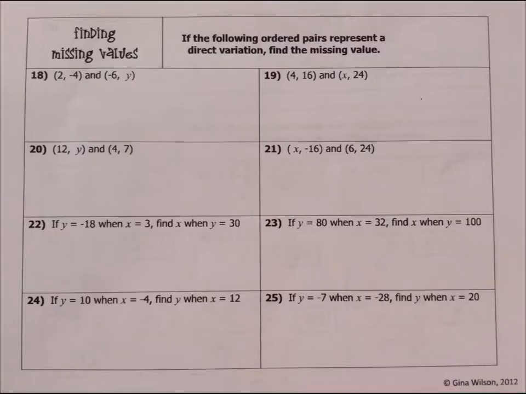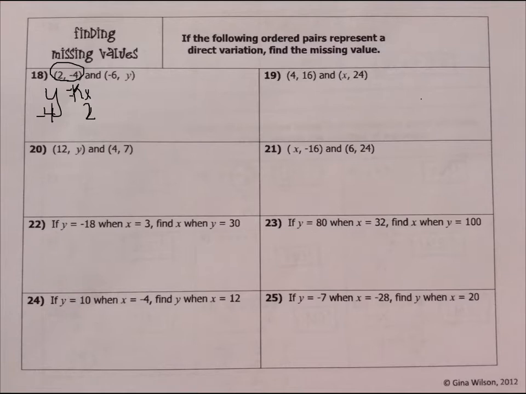The last thing we're going to look at with our direct variation is finding missing values. This is our last section. If you're given an ordered pair like (2, -4), and then you have (-6, y), you're being asked to find the y value. Remember that these are proportional relationships. We use the equation y equals kx, so we'll do y equals our constant of variation times x. In our first ordered pair, we're going to use this to find our constant of variation. We put 2 in for x, and we're going to put -4 in for y.